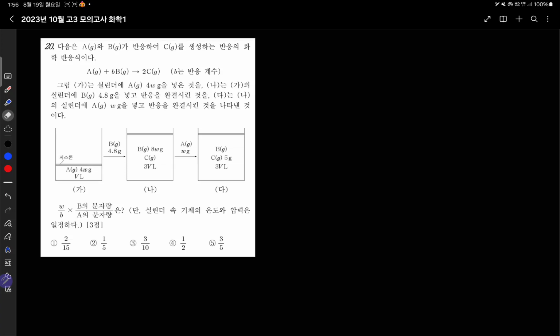Hello everyone. In this problem, there is a gas reaction. Gas A and B react to form gas C. And we don't know the coefficient b.